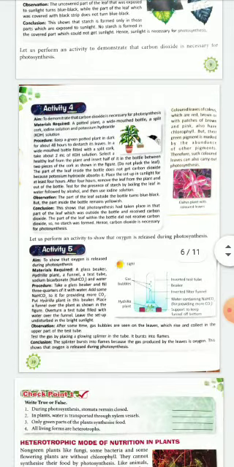Now coming to activity 4, to prove that carbon dioxide is necessary for photosynthesis. The same process is followed. We have to take a plant and keep it in the dark for 48 hours so that it completely destarches. Then again we take a potted plant, and for one leaf we place half of the leaf in KOH solution, that is potassium hydroxide.